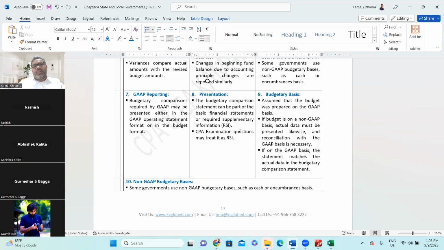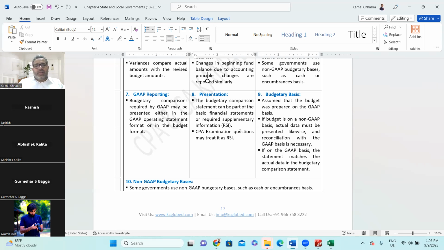Now coming to the presentation side, the budgetary comparison statement can be part of the basic financial statements or required supplementary information. But to the best of my experience, I have seen it is always considered as required supplementary information. It is generally not considered in the core financial statements. For the CPA examination question, it may be treated as required supplementary information, right?